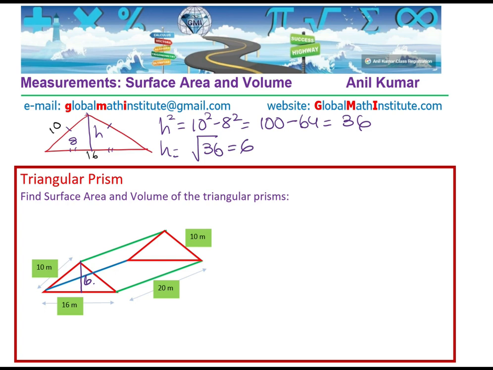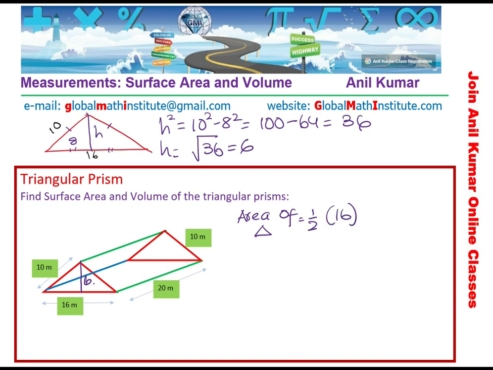Since we have calculated the height, you can easily find the area of the triangle now, which is half of the base, which is 16 in this case, times the height, which we just calculated as 6. Correct. You can now multiply. Half of 16 is 8. 8 times 6 is 48. So that is the area of the triangle.